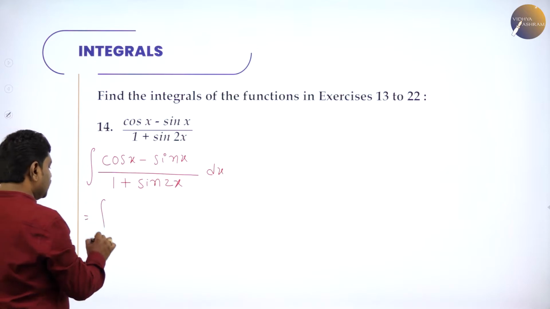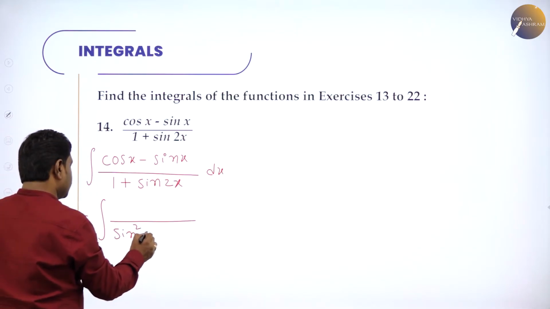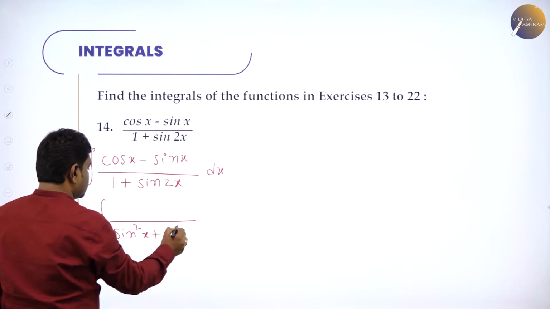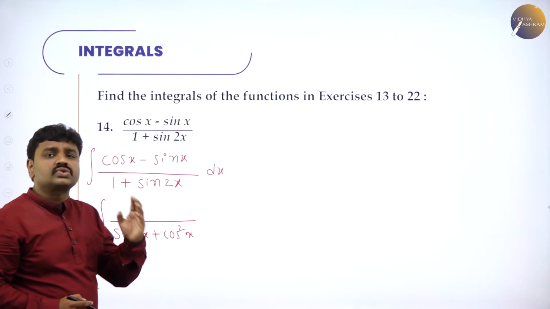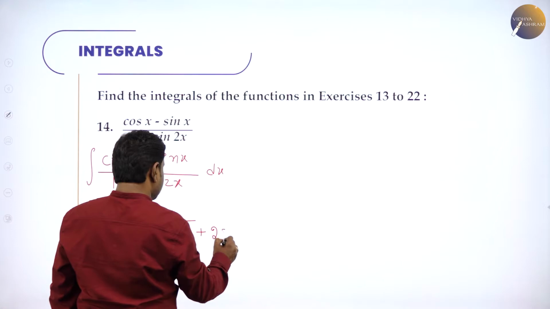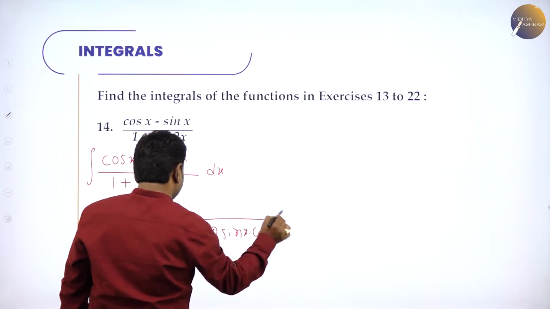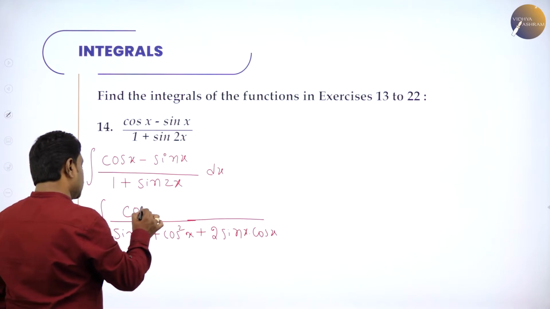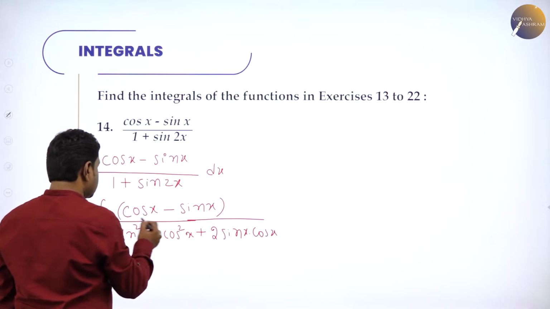In the denominator, 1 can be written as sin square x plus cos square x, because cos square theta plus sin square theta is 1. And what is sin 2x? 2 sin x cos x. So plus 2 times sin x into cos x. The numerator, let it be as it is: cos x minus sin x with respect to dx.